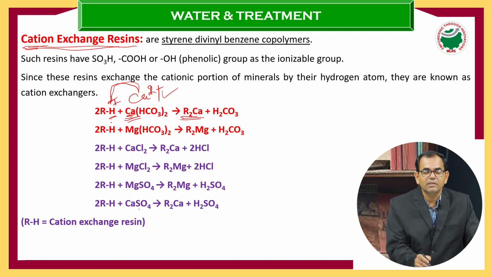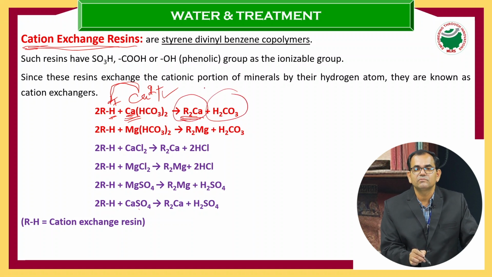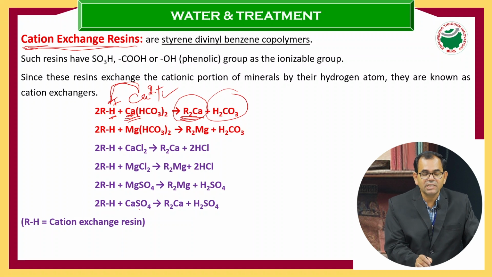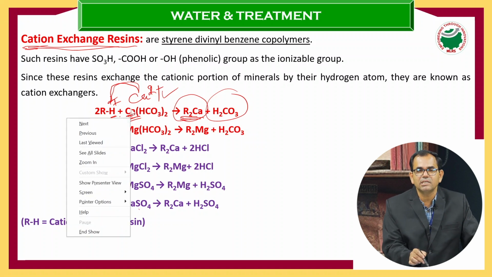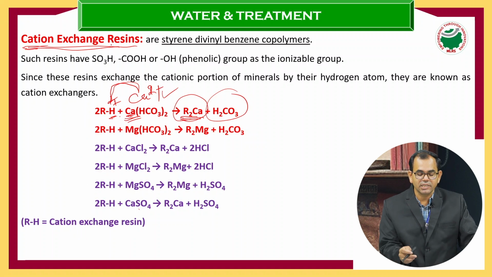Okay, simply the resin's cation, that is nothing but the proton H plus ion, has been replaced with the calcium 2 plus cation from the salt, and the resin has become R2Ca and there is a byproduct. Simple. So exchange has happened between the positively charged proton cation and the positively charged calcium 2 plus. So cation to cation exchange has taken place. That is why we are calling it cation exchange resin.